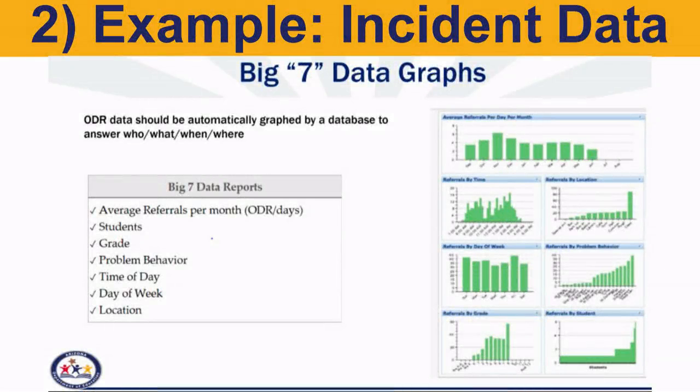Here is an example from the SWIS app that breaks down referral incident data into 7 categories for your staff to easily find areas in need of behavioral support. You can also find this data in your student information systems, although it may not provide the graphs that SWIS does. These areas, combined with other data sources, can indicate the need for SEL and/or LRE on your campus.